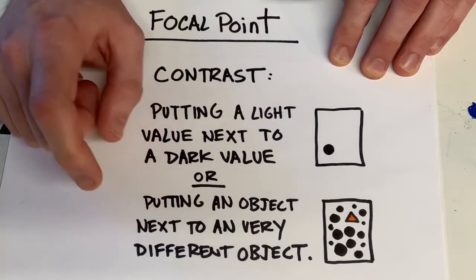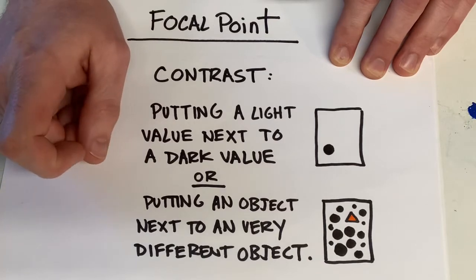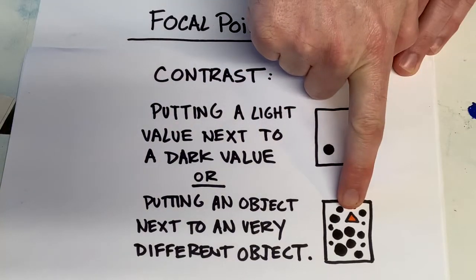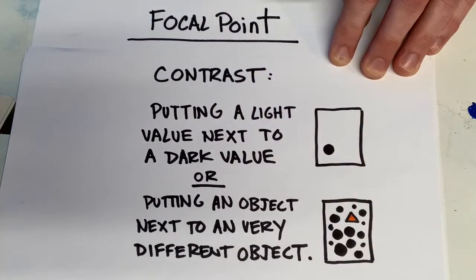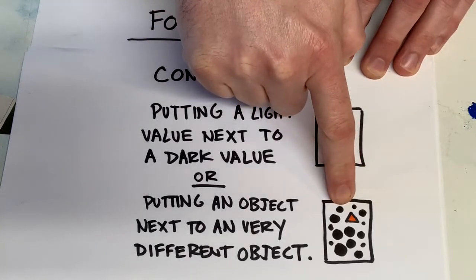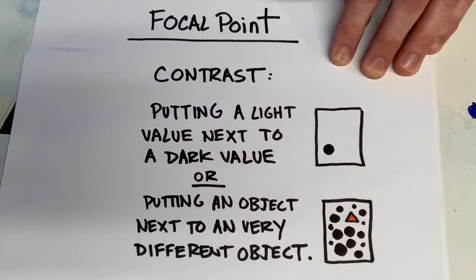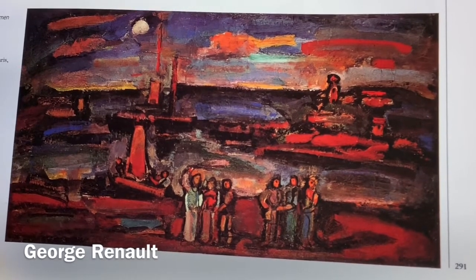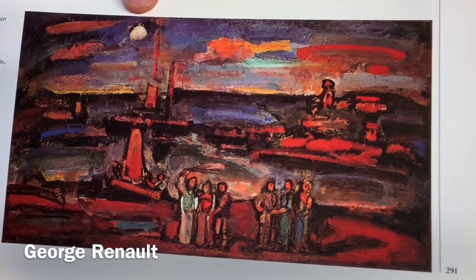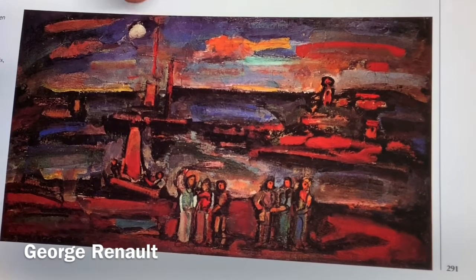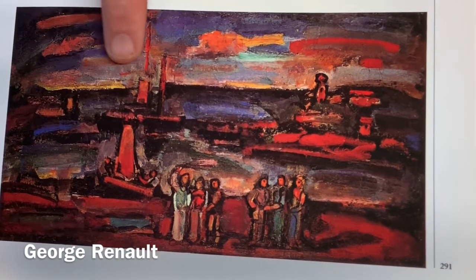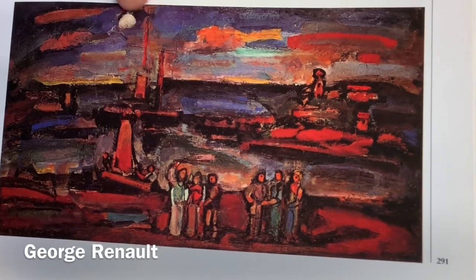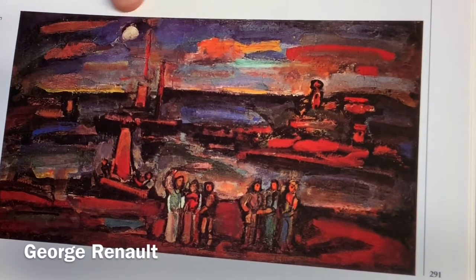Or you can put an object next to a very different object. So in this case, this orange triangle stands out against all of these black circles because it's the only triangle in the whole picture, and it's the only thing that has color. So it definitely stands out and is the focal point of this picture. In this painting by Giorgio Renoir, you can see that the moon up here, or the sun, is definitely our focal point because it is the lightest part of this entire picture against this dark background. So it really sticks out like a sore thumb right there.